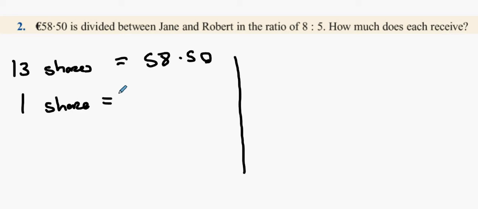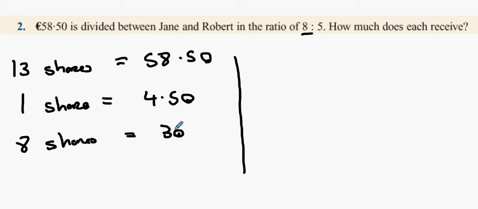58.5 divided by 13, which is what? 4.5. Okay. Now, for those who are on that, how much would 8 shares be then? 36. 8 shares would in fact be 36 because you multiply 4.5 by 8 and you get €36. No bother. How much would 5 shares be? 22.50. You just multiply that by 5 to get 22.50. Is everybody okay so far?